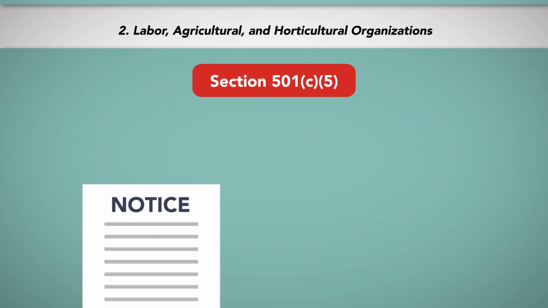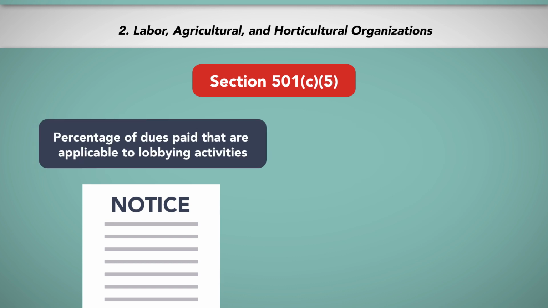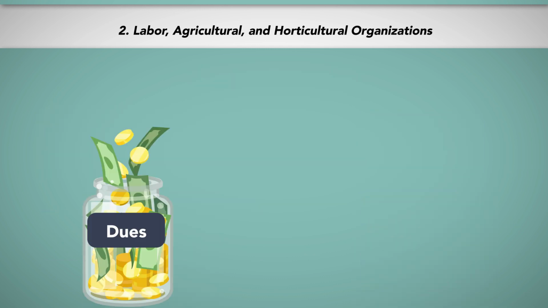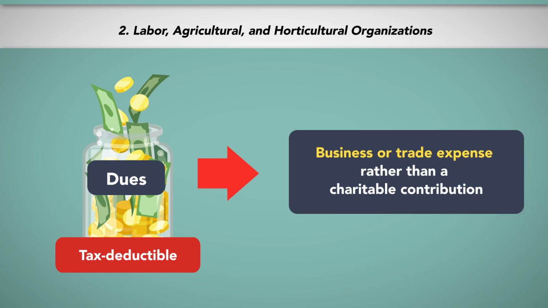The entity may be required to either provide notice to its members regarding the percentage of dues paid that are applicable to lobbying activities, or pay a proxy tax. Dues paid by members are often tax deductible, but as a business or trade expense rather than a charitable contribution.